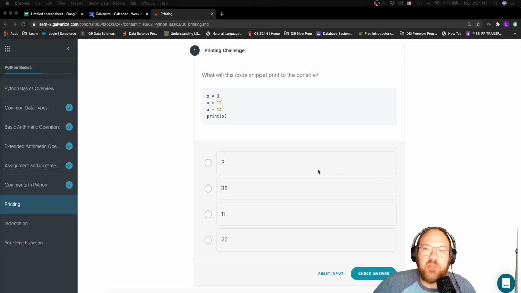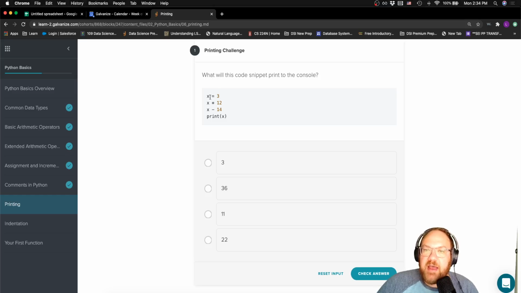So now that we're working on the printing lesson, we have a few challenges. The first challenge asks us, what will this code snippet print to the console? First, we're given x equals 3, and then x is multiplied by 12, and from that, 14 is subtracted, and then finally, x is printed.